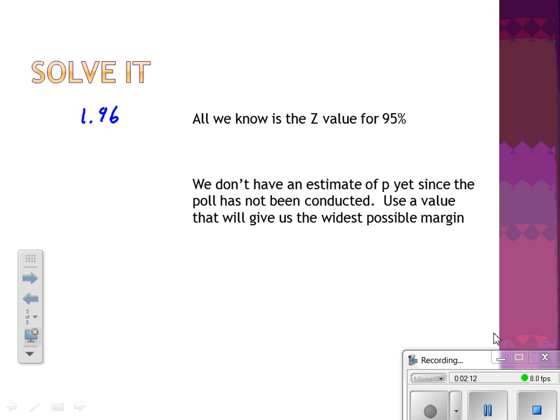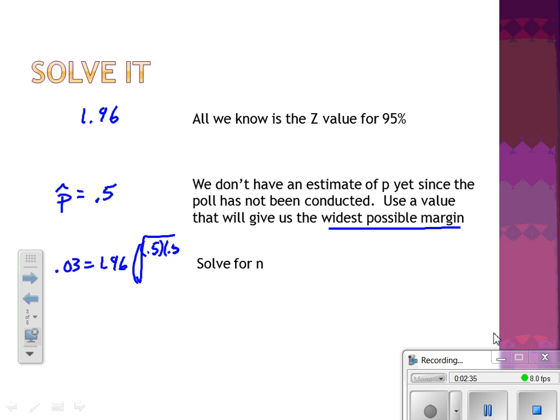Since we don't have an estimate of p, we're going to use the one that will give us the widest possible margin, and that one is using a p hat, in other words, let's just assume it's 50-50, right down the middle. So plug in what we know: 0.03 equals 1.96 times the square root of 0.5 times 0.5 over n.